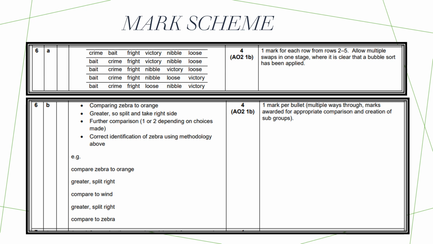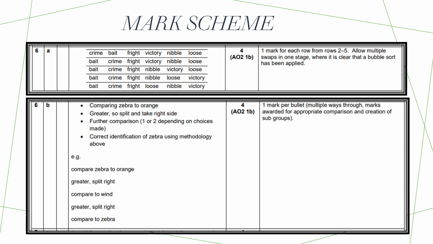So it's really good if you can actually write it out step by step as you go through, even if it's a lot more writing, because it clearly shows that you understand how to do it. So check what you've got, give yourself a mark out of 4, and then let's look at 6b.